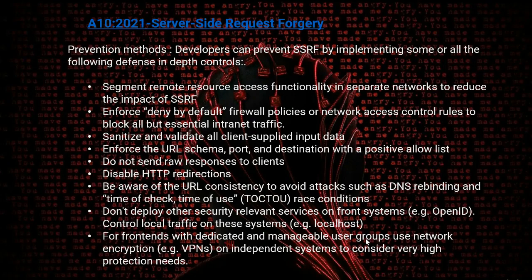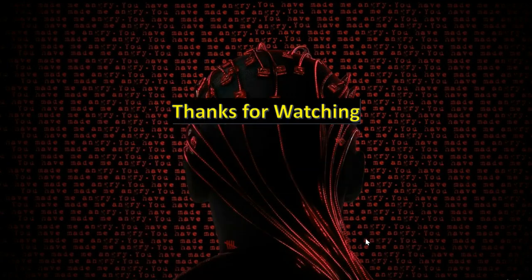URL consistency to avoid attacks such as DNS rebinding and time of check, time of use race conditions. Do not deploy other security relevant services on front systems. And for front ends with dedicated and manageable user groups, use network encryption on independent systems to consider very high protection needs. I think these are the top methods to follow when it comes to prevention of server-side request forgery.